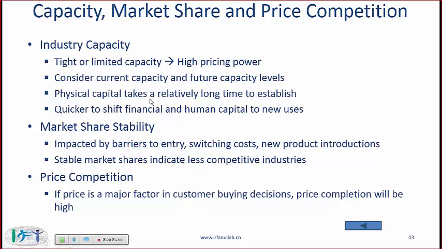Note that physical capital takes relatively long time to establish, and it is quicker to shift financial and human capital to new uses. Market share stability. This is impacted by barriers to entry, switching costs, and new product introductions. So you can apply common sense here. If barriers to entry are high, switching costs are high, and new product introductions are low, what does that do to market stability? Then the market stability is high, and you can define the scenario where market stability is low.